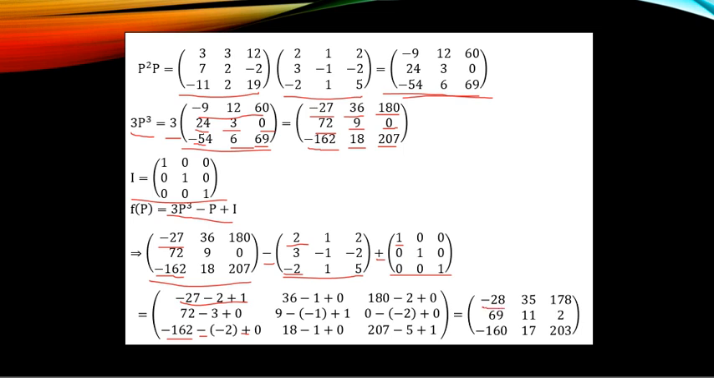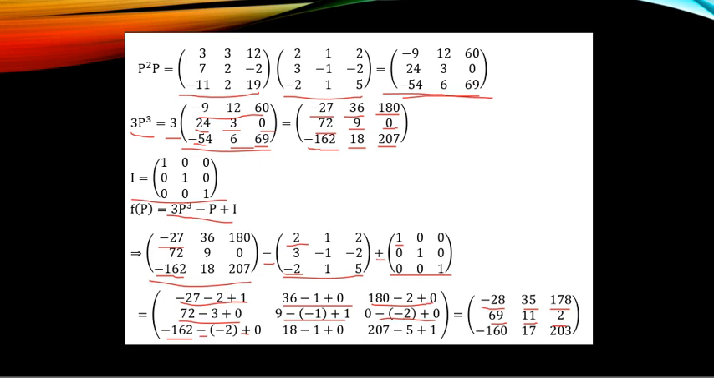So the next thing is to add minus 27 minus 2 plus 1, that is minus 28. Then 36 minus 1 plus 0 is 35. You have 180 minus 2 plus 0, that is 178. The second row, 72 minus 3 plus 0, you have 69. Then here first, minus times minus is plus, so you have 9 plus 1 plus 1, that is 11. You come here, minus is plus, so you have 0 plus 2 plus 0, that is 2.